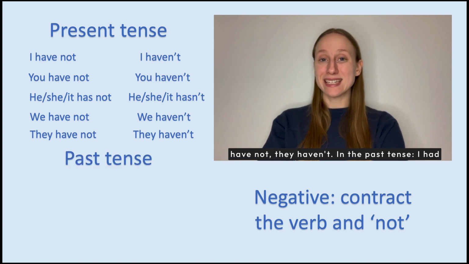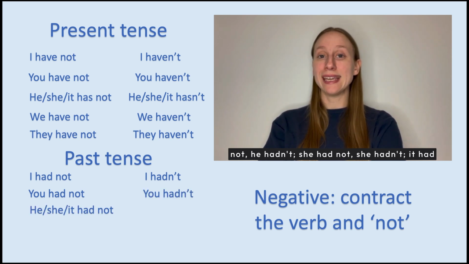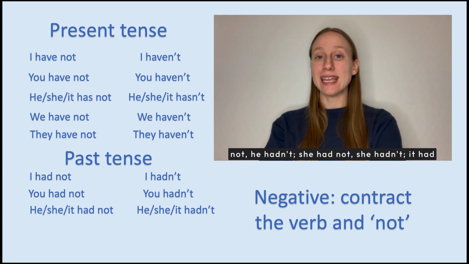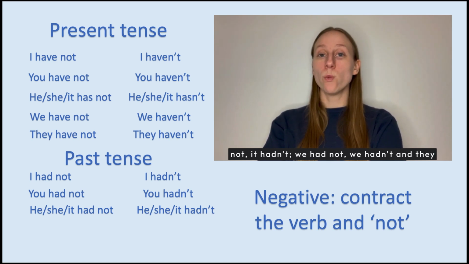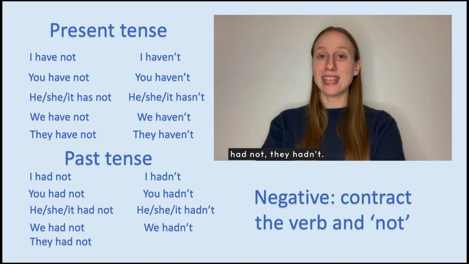In the past tense, I had not, I hadn't, you had not, you hadn't, he had not, he hadn't, she had not, she hadn't. It had not, it hadn't. We had not, we hadn't. And they had not, they hadn't.